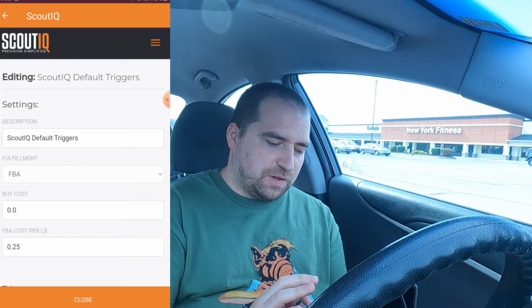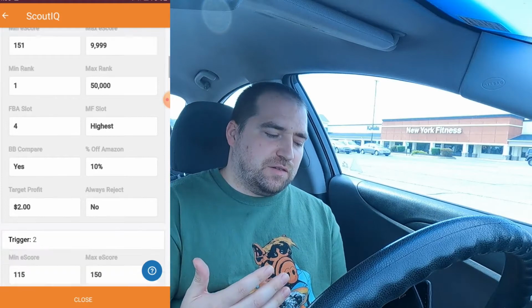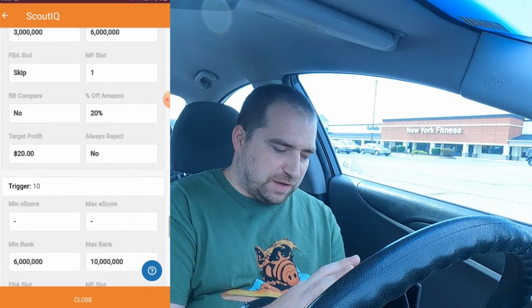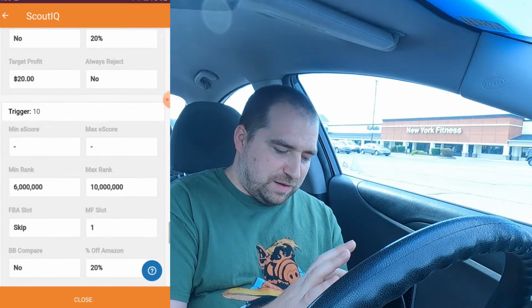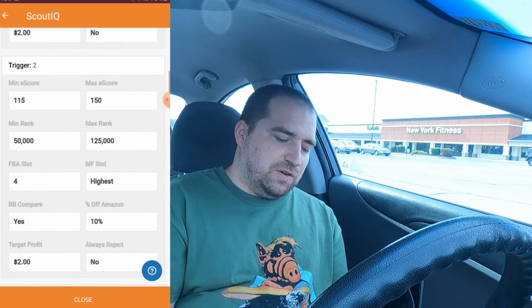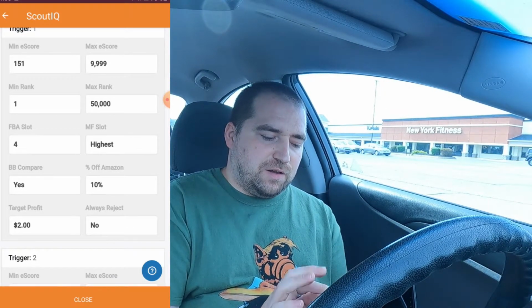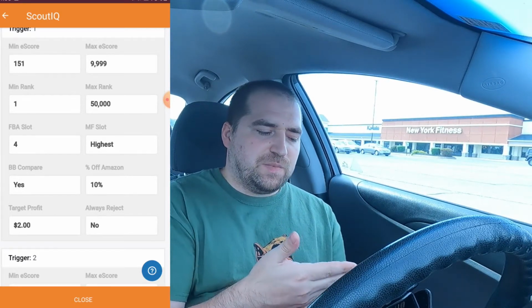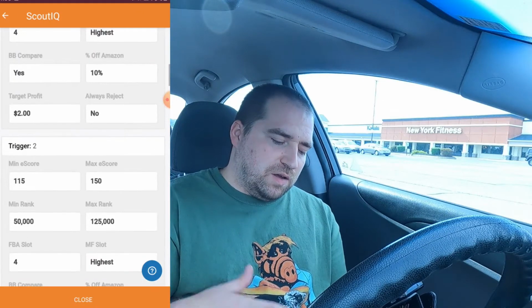So we'll go into default triggers for them. They got 25 cents per pound. You'll see they have a lot more triggers than I do. So they have 1, 2, 3, 4, 5, 6, 7, 8, 9, 10, 11, 12 triggers. We only had 5. So what you can do is you can go in, you can mess with their triggers. You'll see their target profits are only $2, and they're going off FBA slot 4, which is like the 4th lowest price book, which makes sense because, like I said, this book is going to sell all the time because it's at max e-score. So it's up to you.